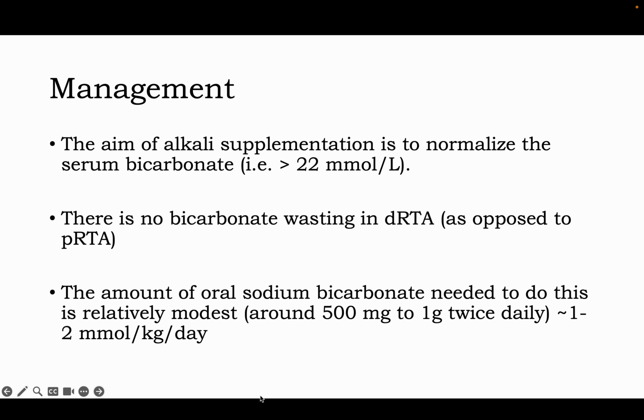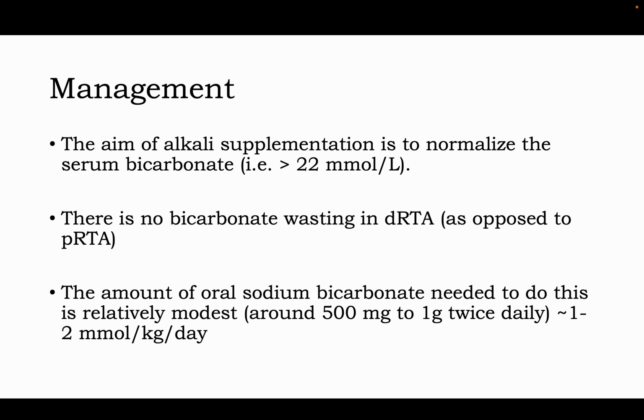So management: unlike in proximal RTA where you go for lower targets, here you go for higher targets. Bicarbonate should be maintained at more than 22 millimoles per liter, because in proximal RTA if you give more bicarb, hypokalemia will worsen as the distal delivery increases. In this case, there is distal loss, so you should maintain bicarbonate above 22 millimoles per liter to protect bone health, because there is significant osteoporosis and poor bone resorption.